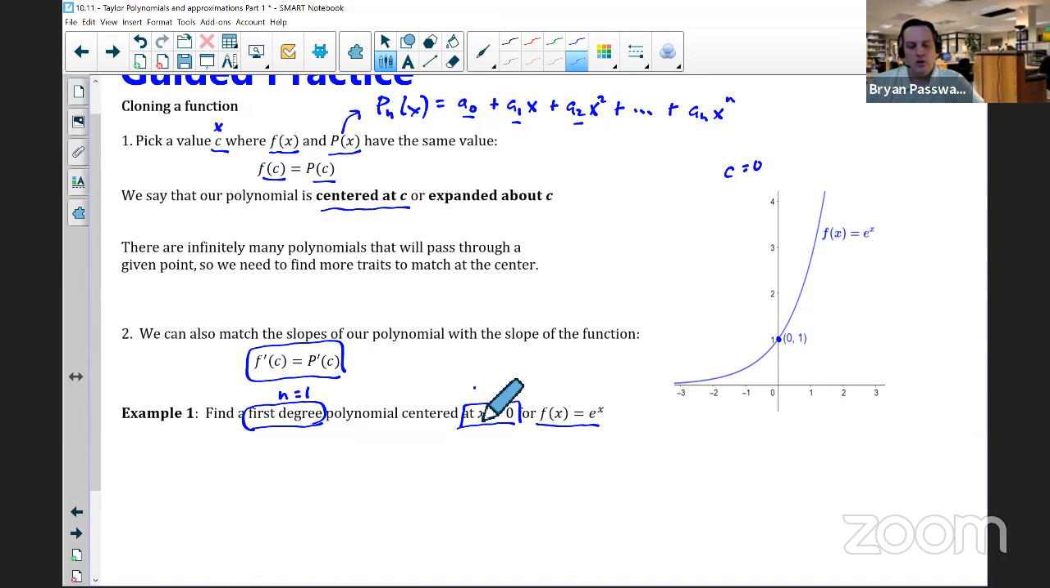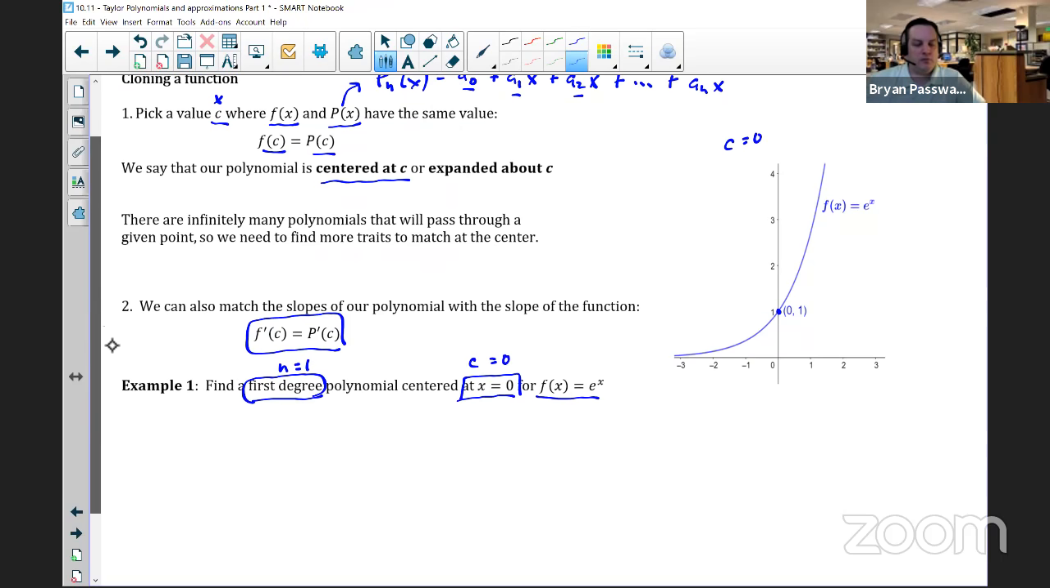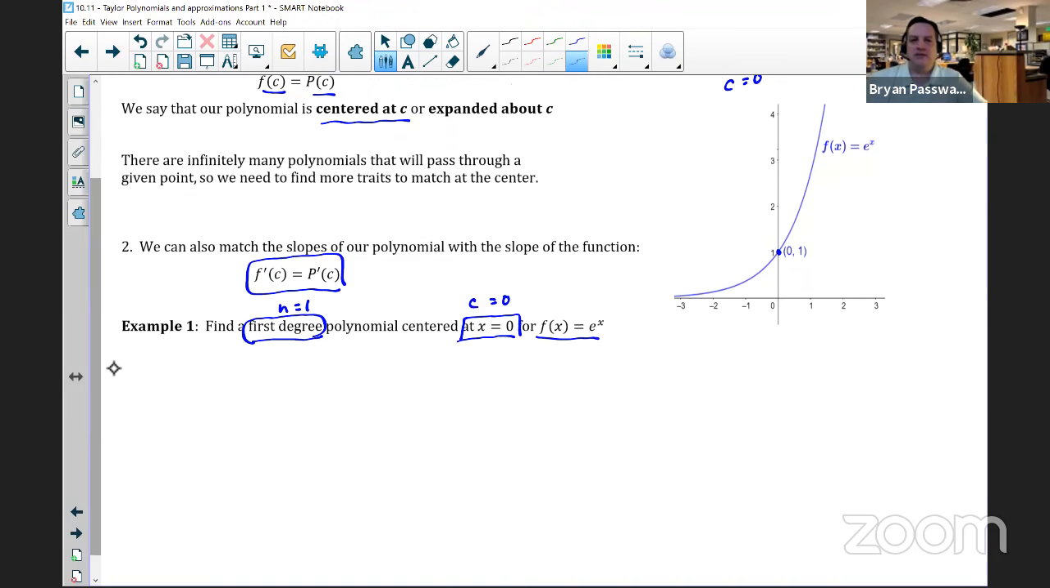And then we have to also know what function we're trying to clone. That's f of x. f of x is what we're trying to match up. So we have all this information, and what helps me is to be organized. If I'm trying to make a first degree polynomial at 0, then I know it's going to look something like this: P sub 1 of x, where the 1 is, remember, the degree.